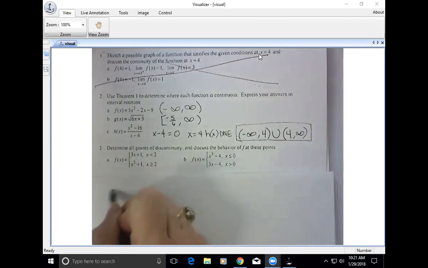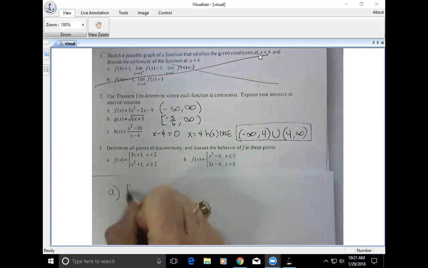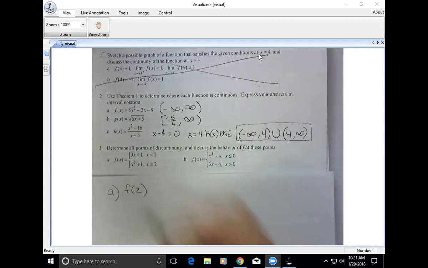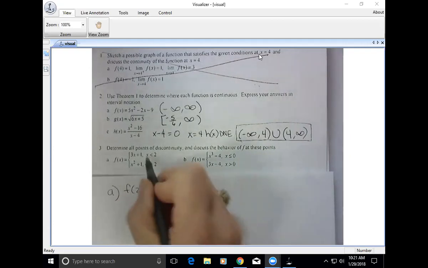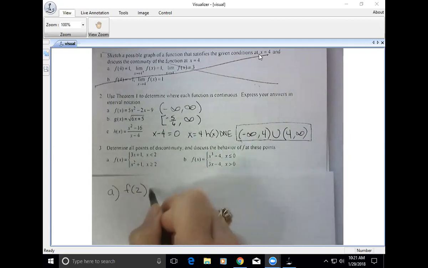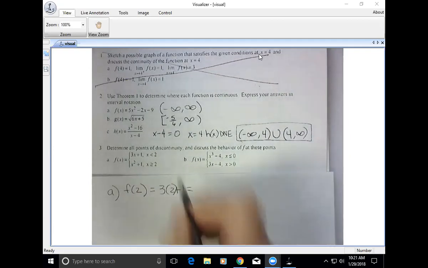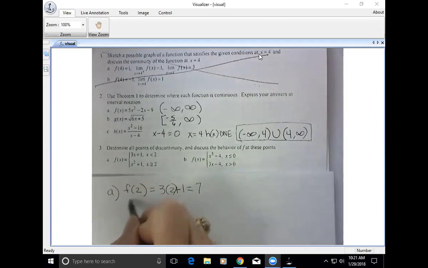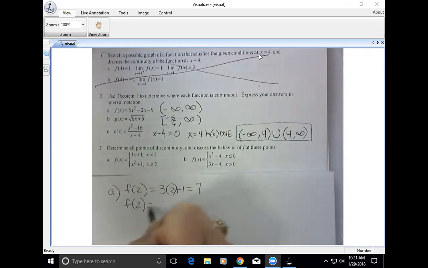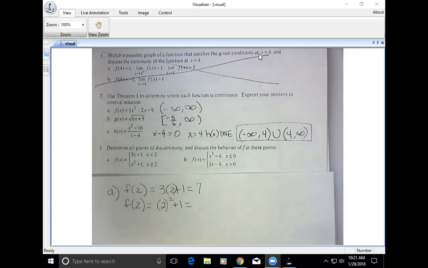So for A, we're going to find what f of 2 is. For this top equation, 3 times 2 plus 1 is how much? 7. Now, I'm going to plug it into the bottom equation, and that would be 2 squared plus 1. And that's how much? 5. Were those the same value?